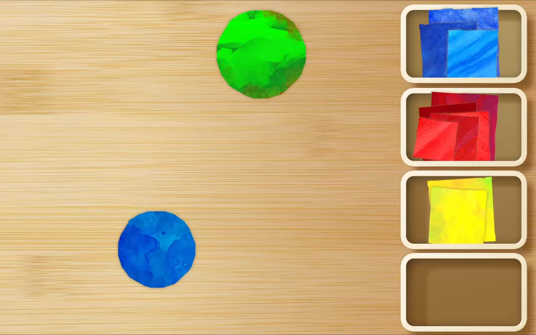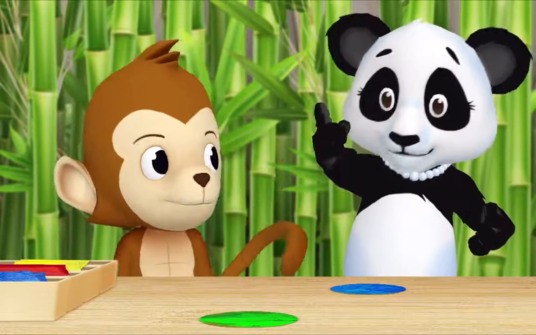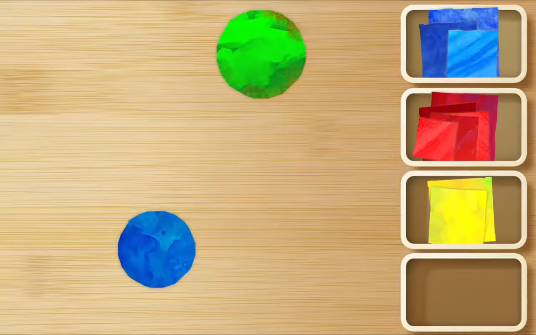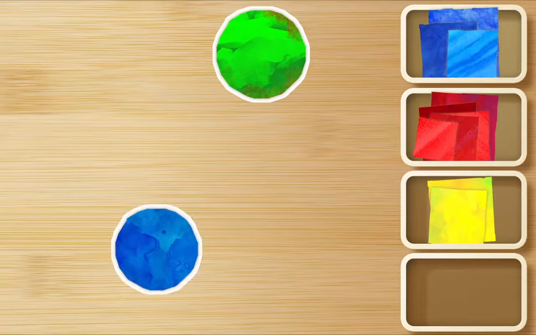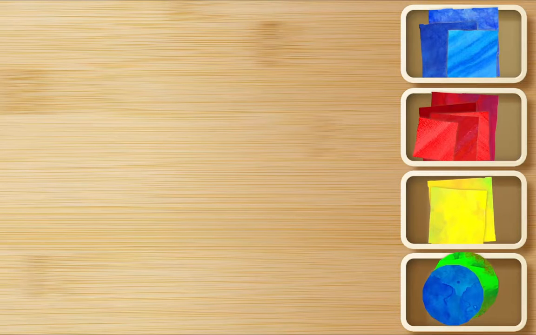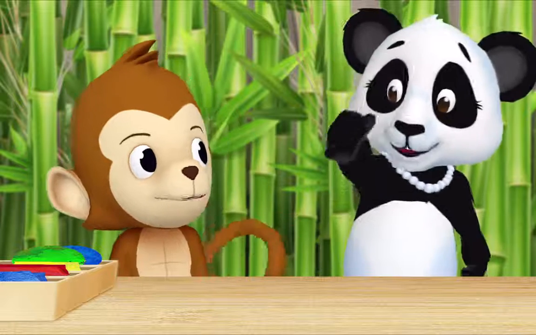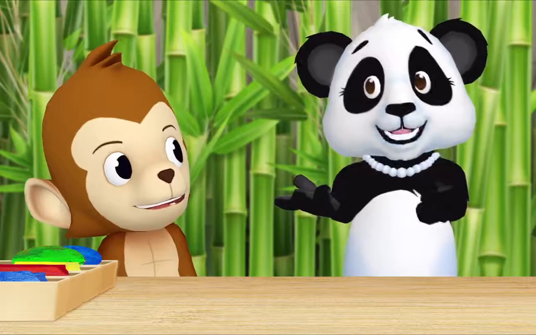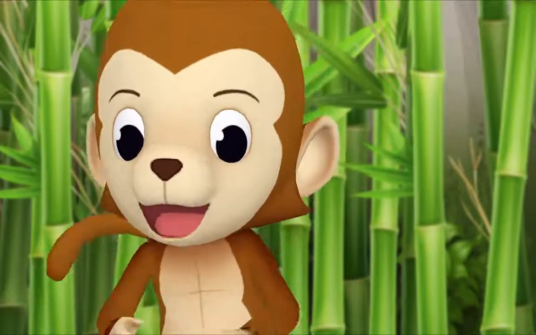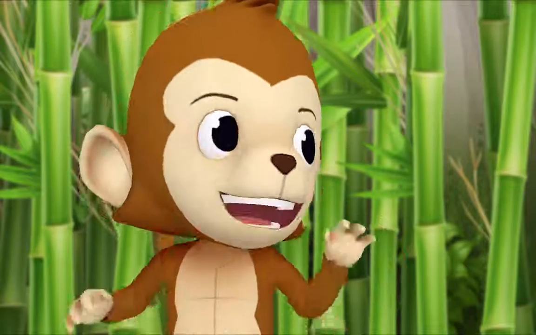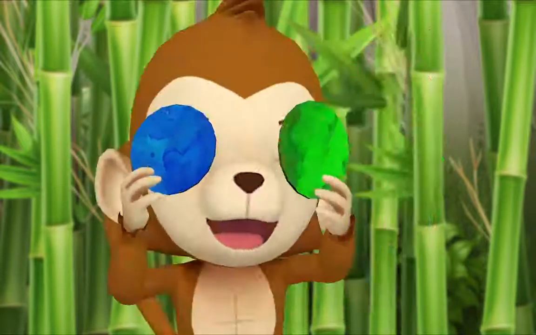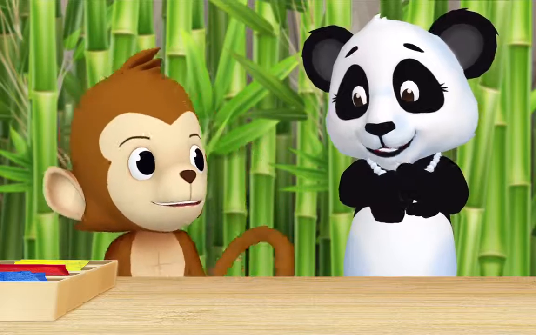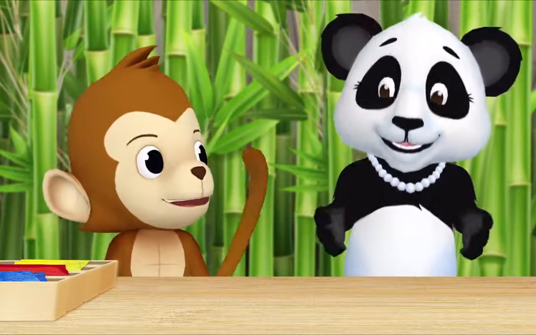Great! And what's left? Two circles. Okay, let's put both of them in their own box. Okie dokie. We've sorted all the shapes. Thank you so much, Monkey. What are all of these shapes for? Whatever we want. We can use them to make art projects. Ooh, I could use the two circles to make a mask. Look. You certainly could, Monkey. I knew those circles would come in handy.